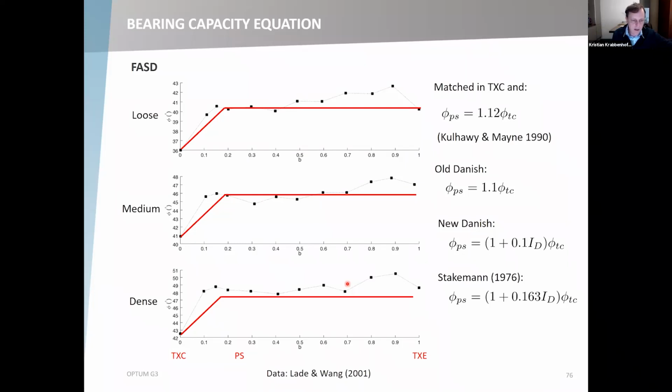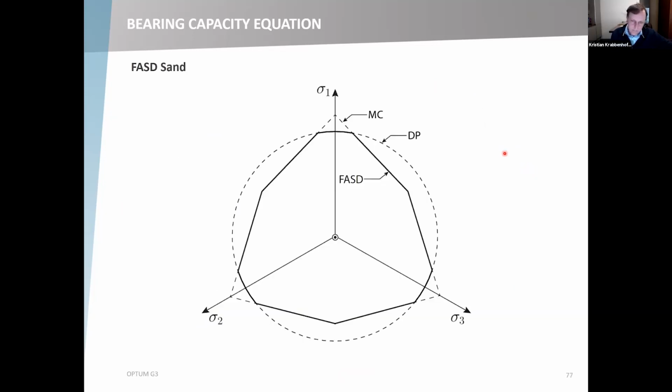quite significantly between triaxial compression, which is where it's at its lowest, and then other stress states down to extension here. That seems to be the case regardless of the density of the sand. And this ratio of about 1.1 to 1.2 seems to be where most experiments fall. So, yeah, just a brief picture of the fast model.